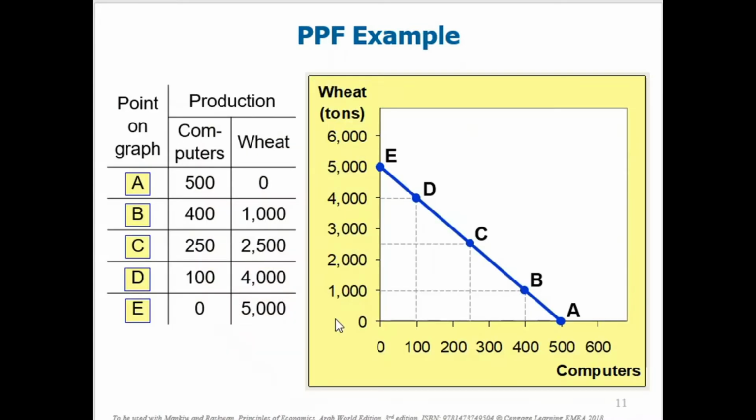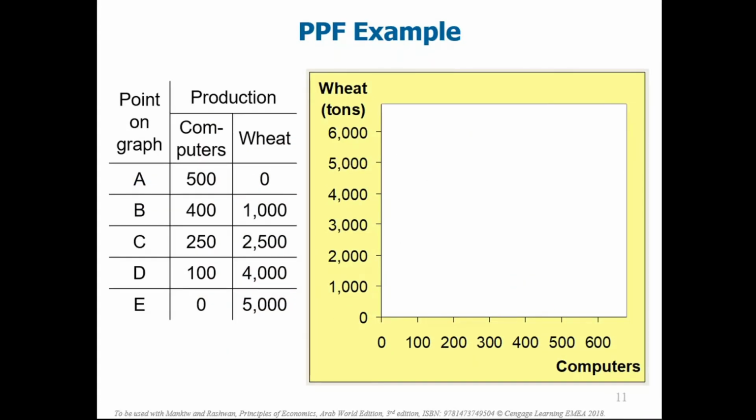Here is the graph. We will put the table in a graph. For example, this is point A. We have 500 computers. On this axis we have computers, and on the second one we have wheat. If you want to produce 500 computers, how much is left to produce wheat? We have nothing, so it is 0. So point A will be here. If we want to produce 400 computers, it will be 400 here, and how much is left? It will be 1,000 tons of wheat.